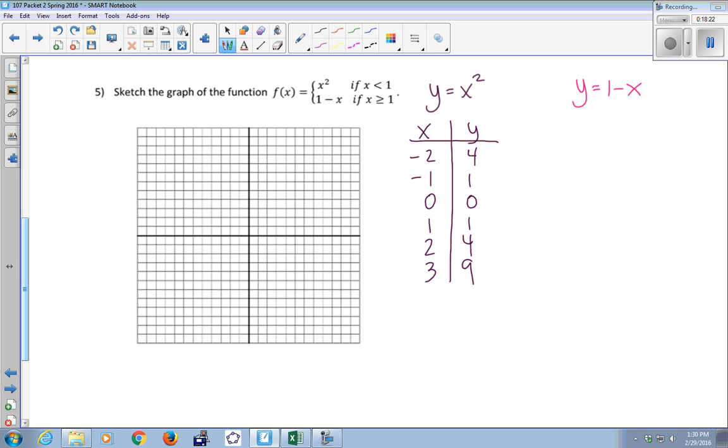So I'm going to plot those points. -2, 4; -1, 1; 0, 0; 1, 1; 2, 4; 3, 9, and I also have that at -3. Okay, so that's y equals x squared. I'm just going to graph that, the whole thing.